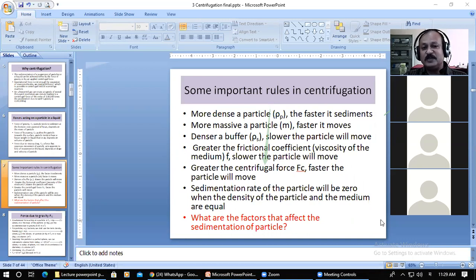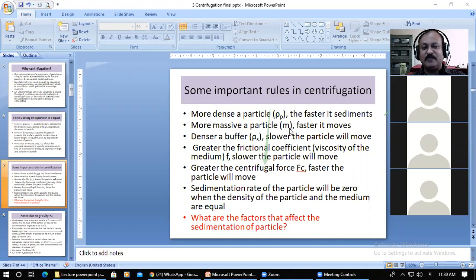Okay, so here are some rules which tell us that if the particle is more dense, and density is denoted by the term rho, the Greek alphabet rho, not p, with small p standing for the particle, so the density of the particle, if the particle is more dense, then it will move faster. It will sediment faster.